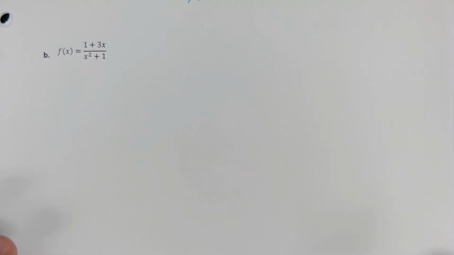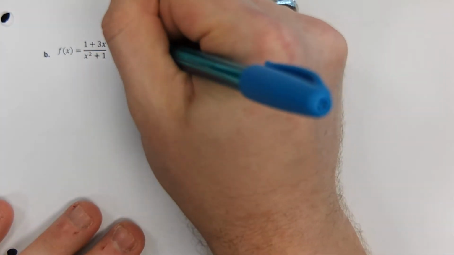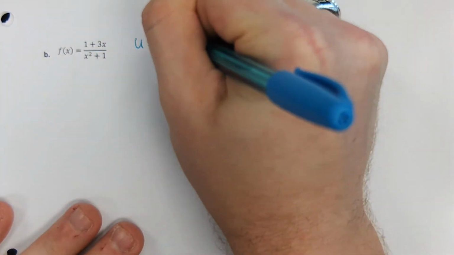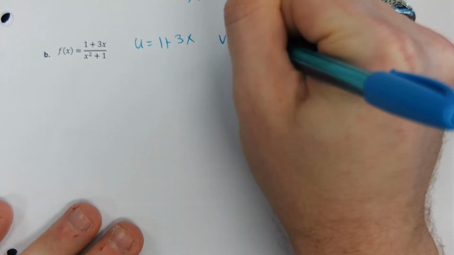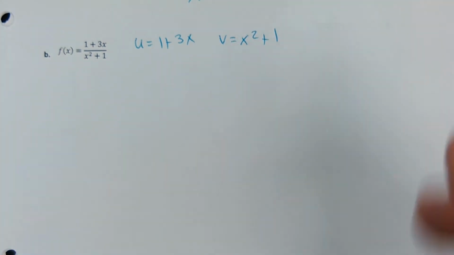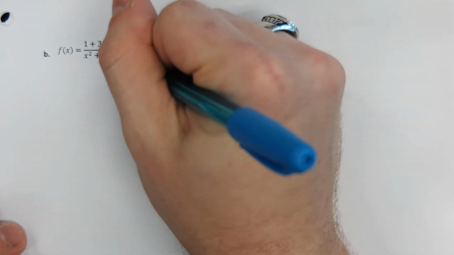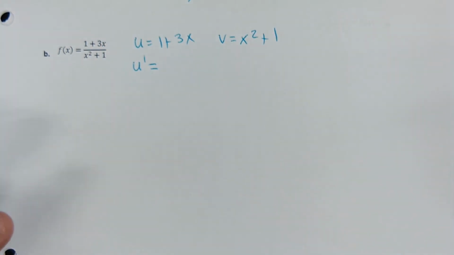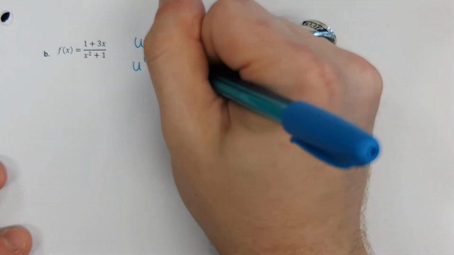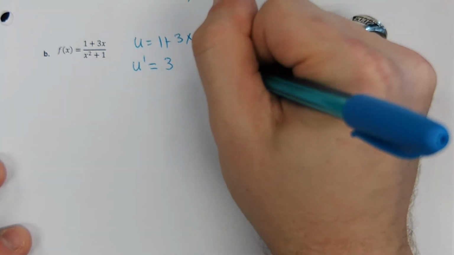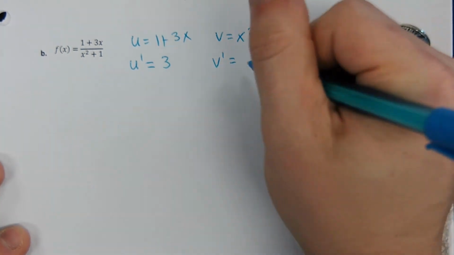Scooch. Okay. U is 1 plus 3x. V is x squared plus 1. And then we just find our derivatives. U prime is easy. It's 3, right? Simple. And V prime is just 2x.